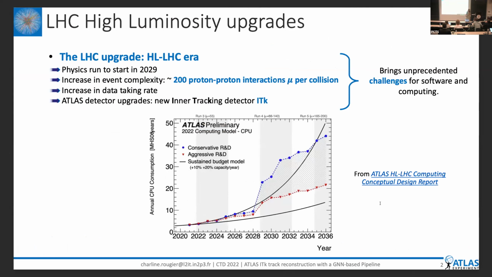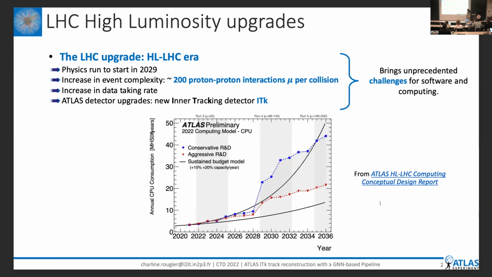Okay, so all of our work focuses on the HL-LHC, the next upgrade, which is the high luminosity upgrade, aimed to start in 2029. During this upgrade, we are going to increase the luminosity of the accelerator, which is aimed at also increasing the event complexity. So we get around 200 pileup interactions. And we are also going to increase the data taking rate.